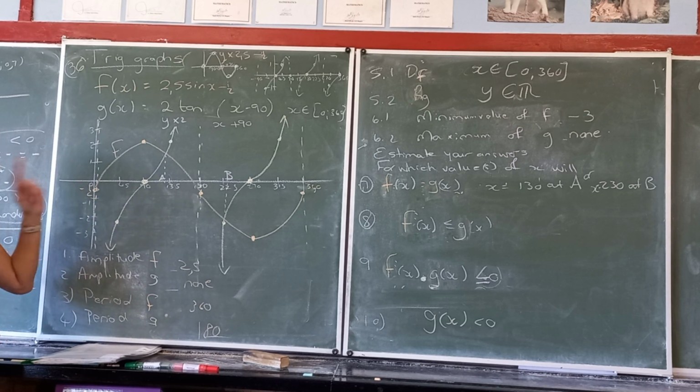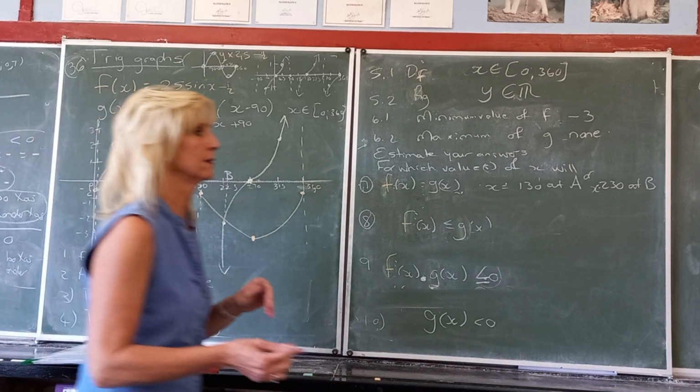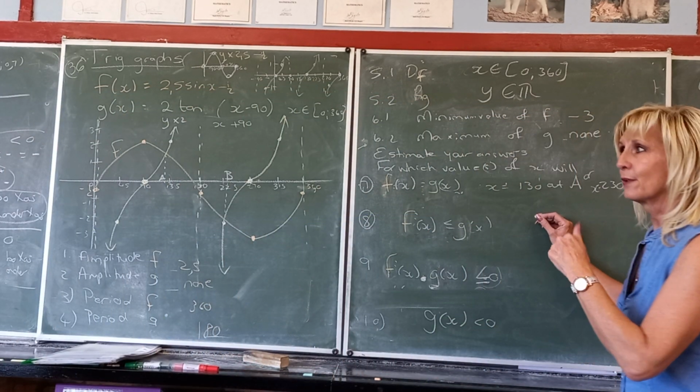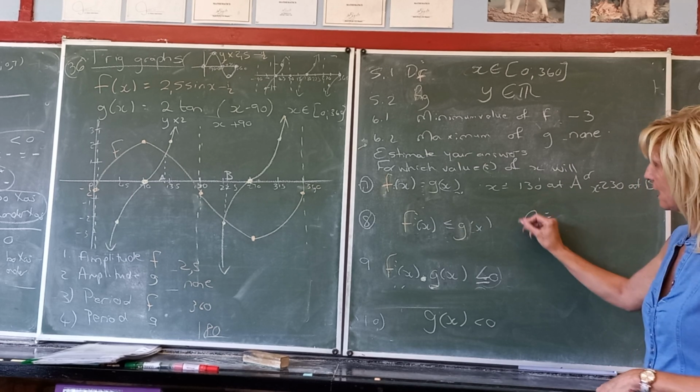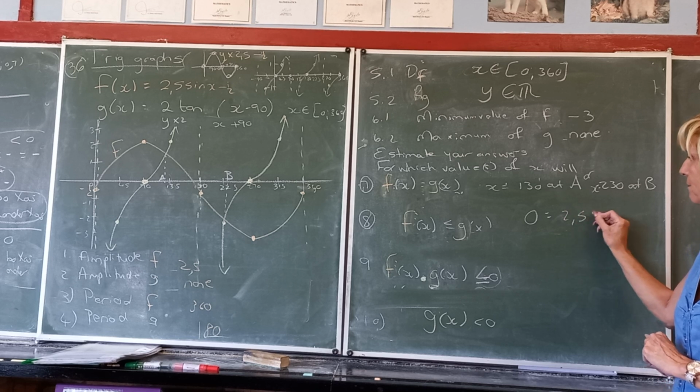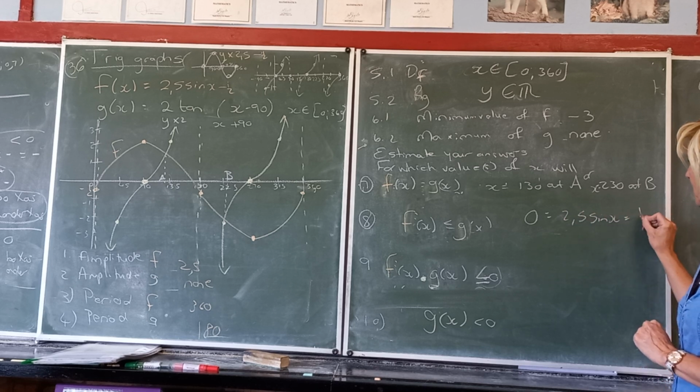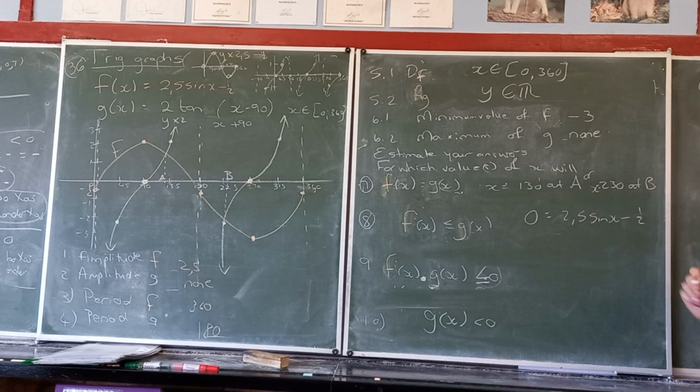But how on earth must I know what that x-intercept is? Do I read it off? No, you work it out. How do you work out an x-intercept? By putting y equal to 0. Now remember it was f, so we're going to put f(x) equal to 0: 2,5 sin x equal to minus a half. So we're putting y equal to 0 because we're getting the x-intercept.